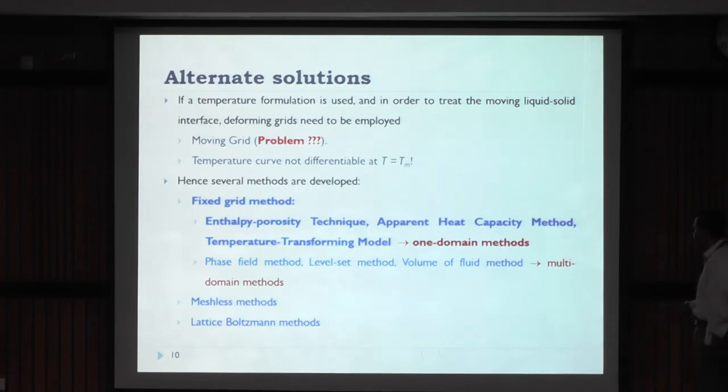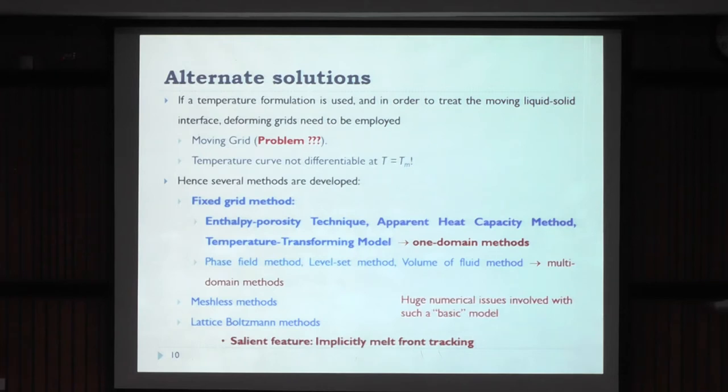However, these methods people used to use in liquid to gas transformation, not from solid to liquid, but nowadays people are trying to implement this level set method for this liquid to solid phase change. So there are huge numerical issues involved with this technique, so that's why there is scope to improve these methods also. And another important thing in the fixed grid method is that it implicitly tracks the melt front, whereas in the Stefan problem or moving grid method the melt front is tracked explicitly.